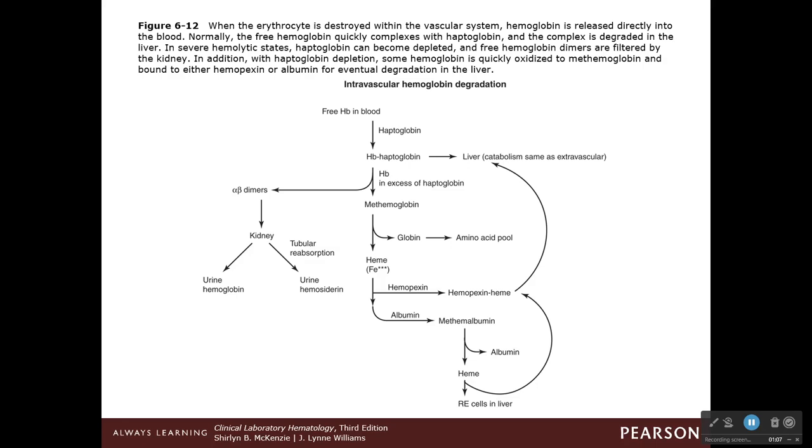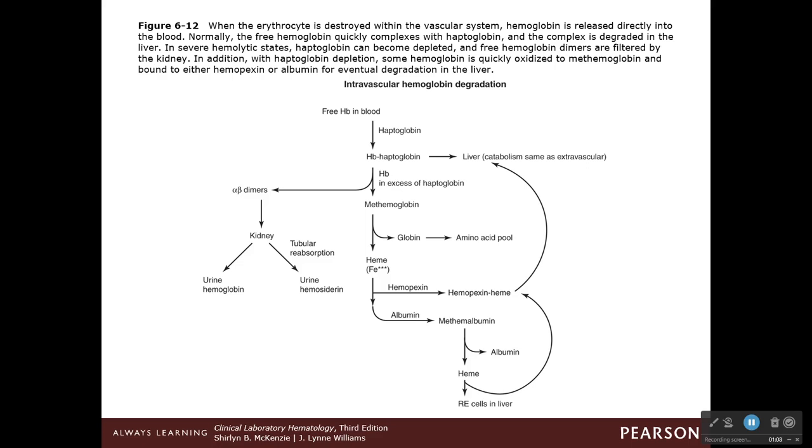When you have 2 alpha, 2 beta dimers, because remember it's a tetramer, they get broken down by the kidney, okay? When they get broken down in the kidney, the tubular reabsorption picks up like the amino acids, those kind of things, but iron goes out in the form of hemosiderin or hemoglobin and pushes it out. So you pee red, blood. Looks like blood, but it's really hemoglobin and not red cells. Okay? That makes sense? All right?